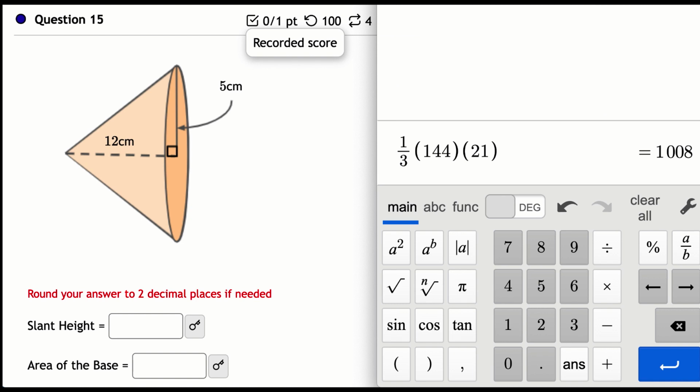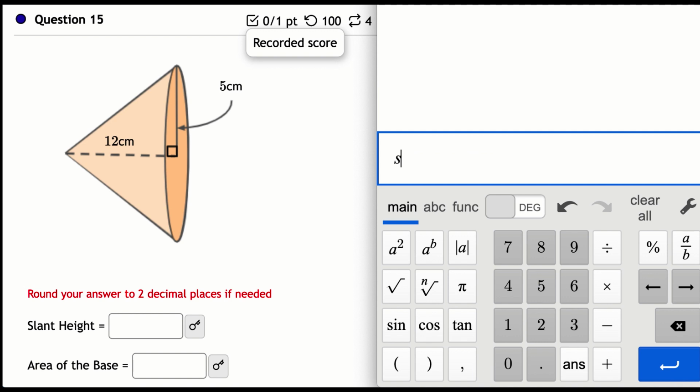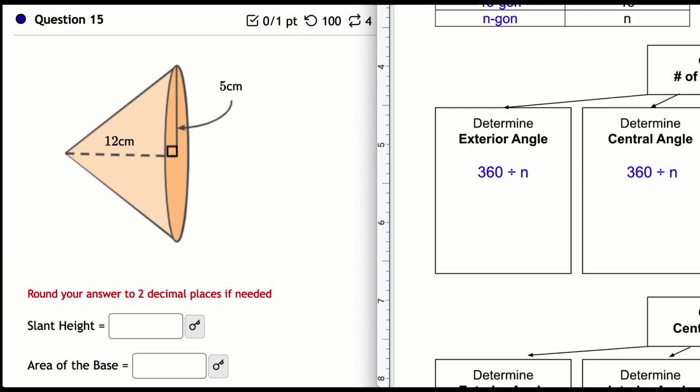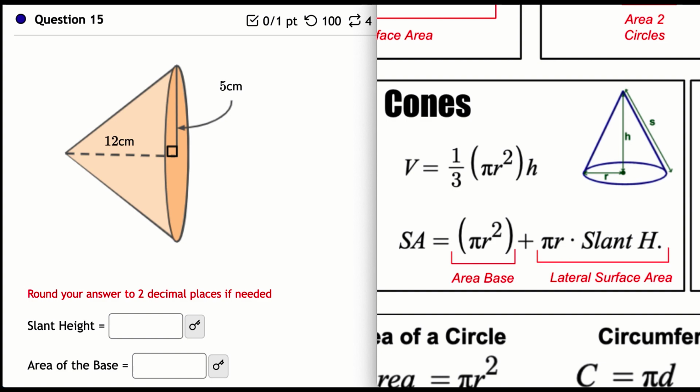So if I go square root, SQRT, and then we'll put in 12 squared and then plus 5 squared. And the nice thing is in this one, it's going to actually work out nice. You get 13 for the answer. So our slant height is 13. Us unlocking this makes this problem a lot easier to do.